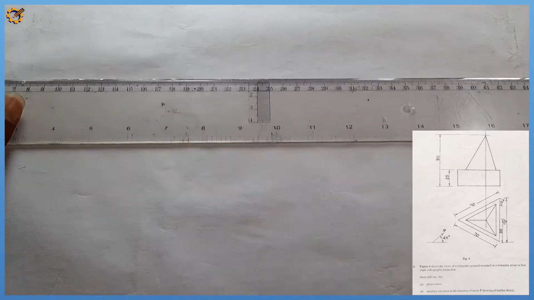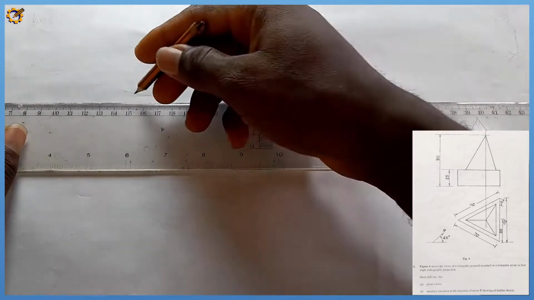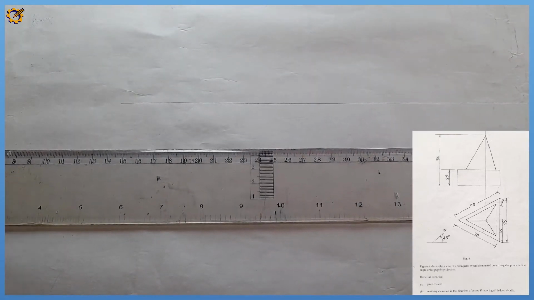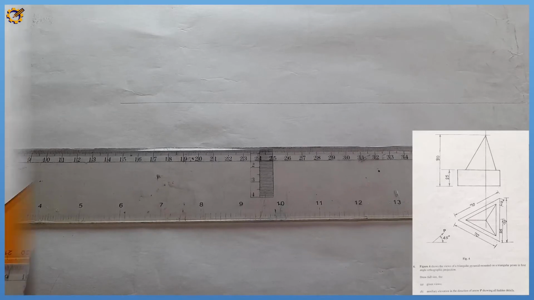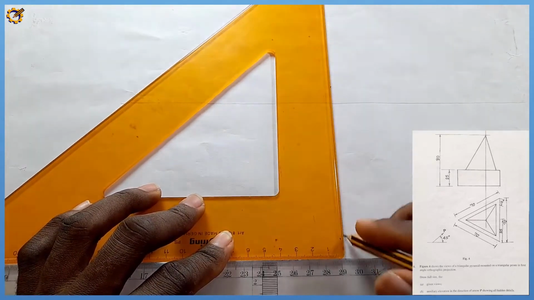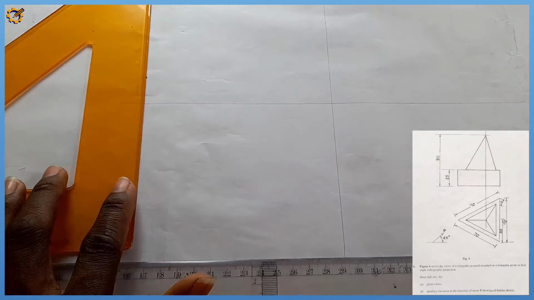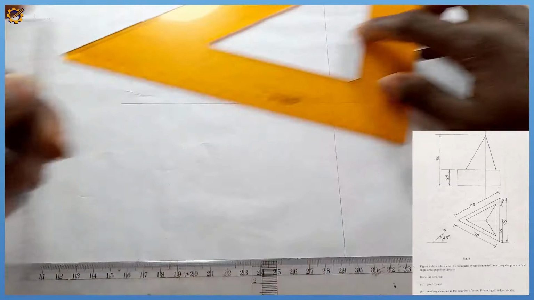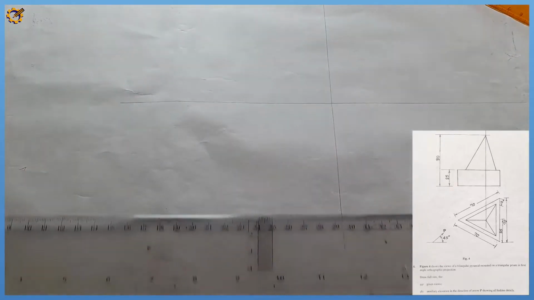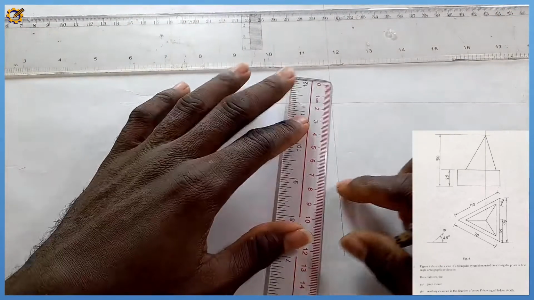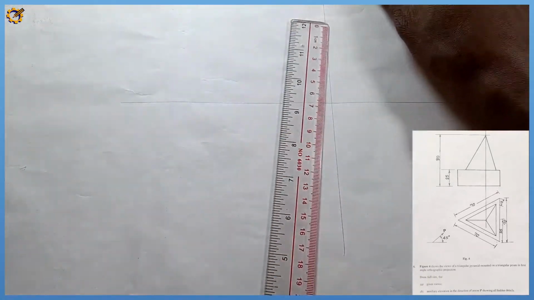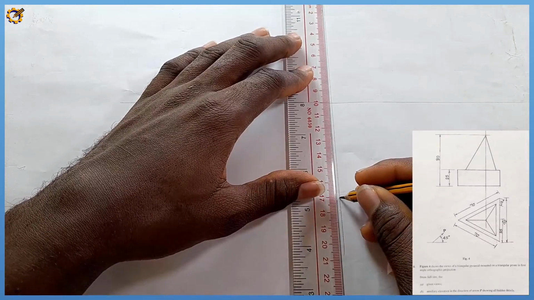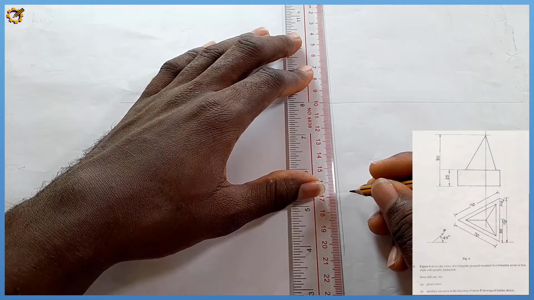So the very first thing I'm going to do right here is to produce a horizontal line in this order. After producing that horizontal line, I'm going to produce a vertical line to it, like this. All right, so the height of the base, I'm starting from the plan. From the plan, the height I'm having there is a height of 70, and that is from this point, which is right there.